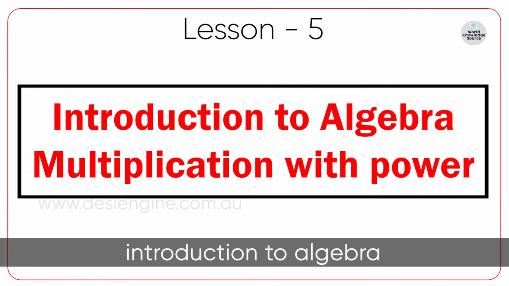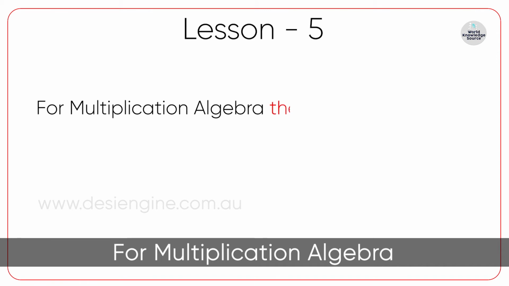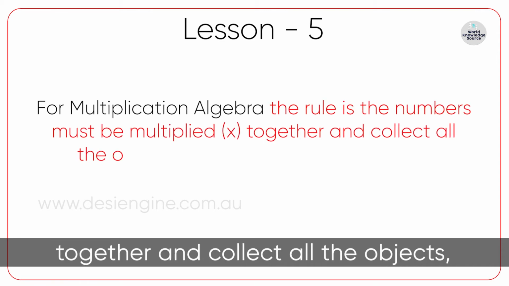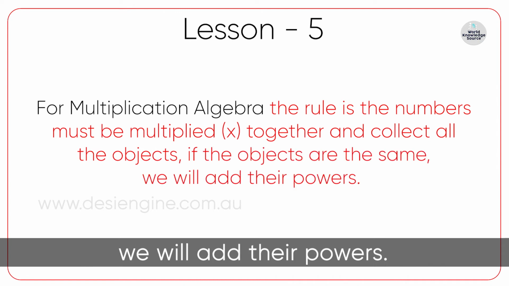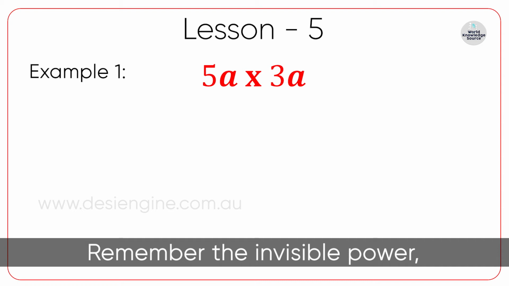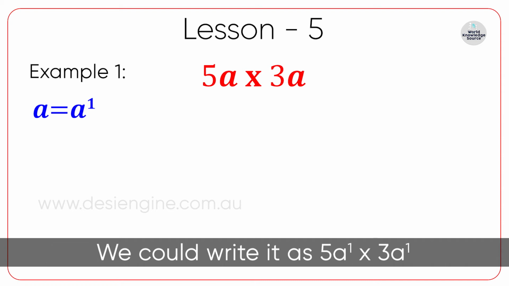Introduction to Algebra, Multiplication with Power. For multiplication in algebra, the rule is, the numbers must be multiplied together and collect all the objects. If the objects are the same, we will add their powers. Example 1. 5ab times 3a. Remember the invisible power: the object a is the same as a power 1. We could write it as 5a power of 1 times 3a power of 1.